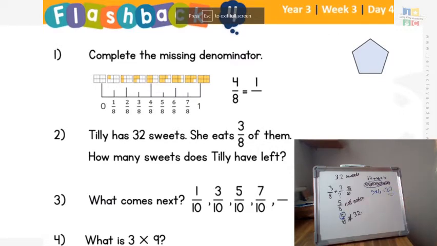20 sweets left. So it doesn't matter which way you do it, whichever way you choose, as long as you get to the same answer. And you could do it both ways to check your answers.